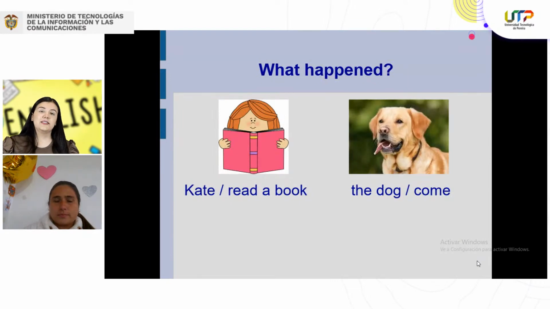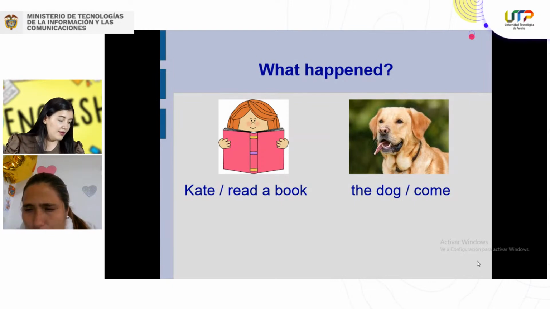Look at this. The first action that we got there is Kate read a book, okay? And the second action or event that we have there is the dog come. So I need to think first what can be the interruption in this case. And then, so I can check if it is correct or not. Teacher Jacqueline, do we have any example in the chat? Yes, we have.